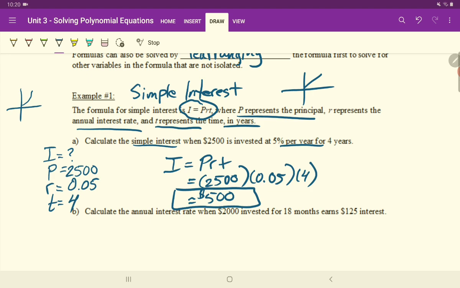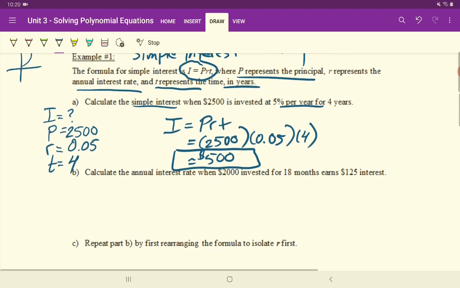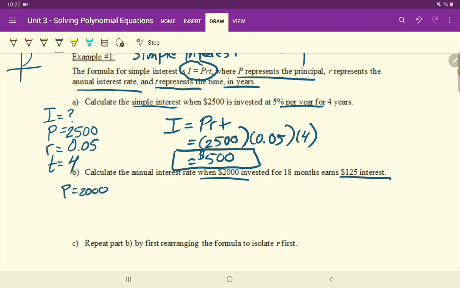Calculate the annual interest rate when $2,000 is invested for 18 months and earns $125 interest. So initial investment, P, is 2,000. Simple interest, I, is 125. Now we're given a value for the left side of the equation. It says, what is the interest rate? So we're clearly going to have to solve for R.